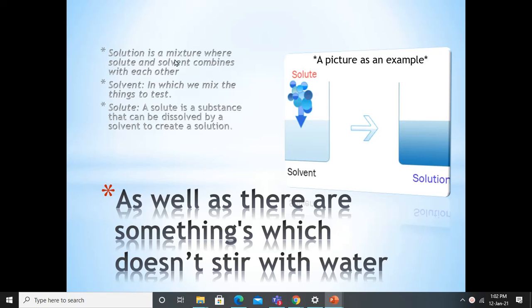A solution is a mixture where solute and solvent combine with each other. Solvent is what we mix the things in to test. A solute is a substance that can be dissolved by a solvent to create a solution. So you can see, if we combine a solvent with a solute, it turns into a solution if we stir it. As well, there are some things which don't mix with water.